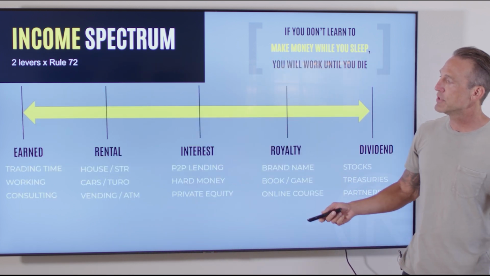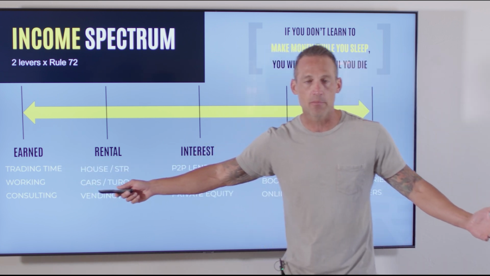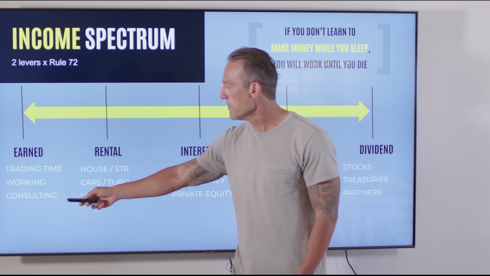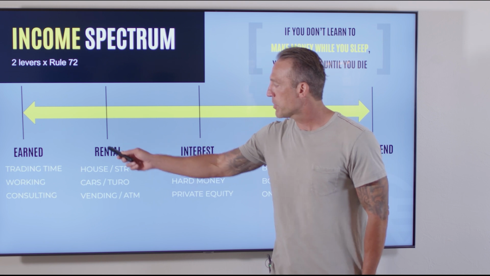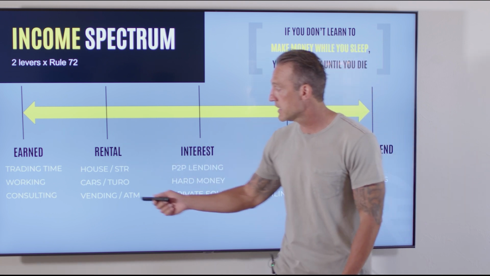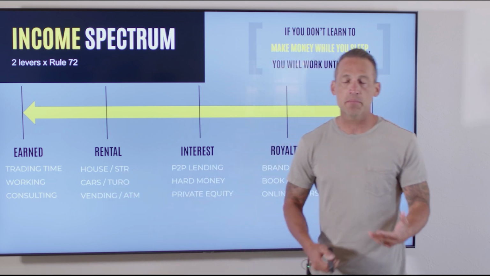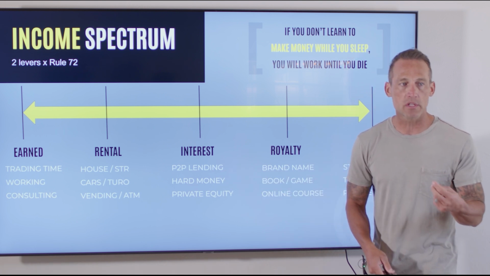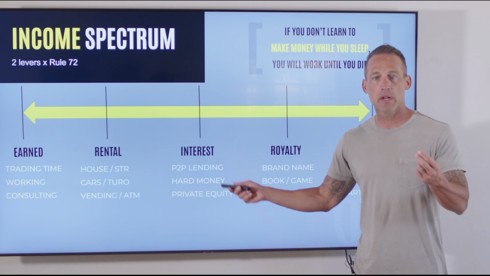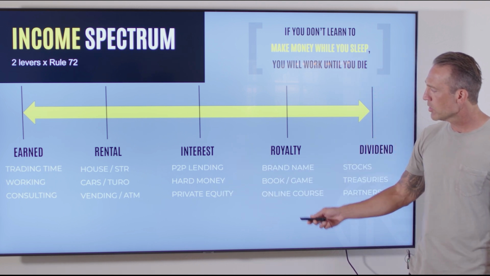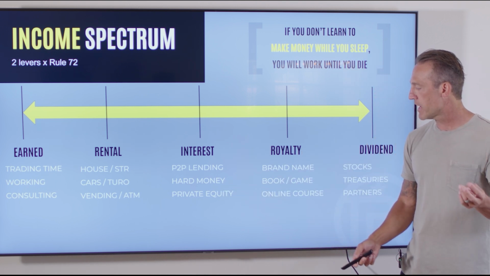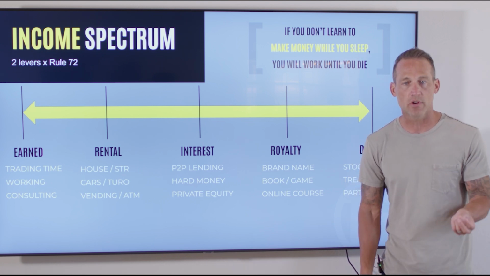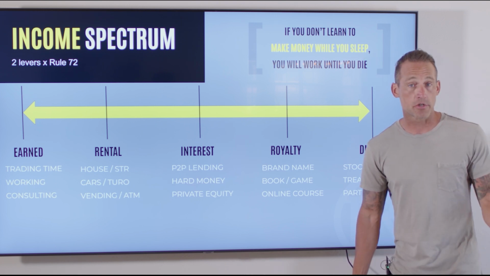Now here's a couple ideas of ways you can do this. Earned would obviously be trading your time for money. This is providing your services to the marketplace. You're a doctor, you're a lawyer, you're a contractor, etc. Consulting, coaching, rental properties, houses, short-term rentals like this. You could rent your cars. You could have vending machine ATMs. You buy the asset, you rent it out. Interest, again, peer-to-peer lending, real estate, hard money lending, private equity, things like that are earned interest. Royalties, I gave you that. Books, games, your brand name, online courses, things like that. And then dividends, as I said, stocks, dividend-paying stocks, treasuries, bonds, maybe partnerships, things like that.